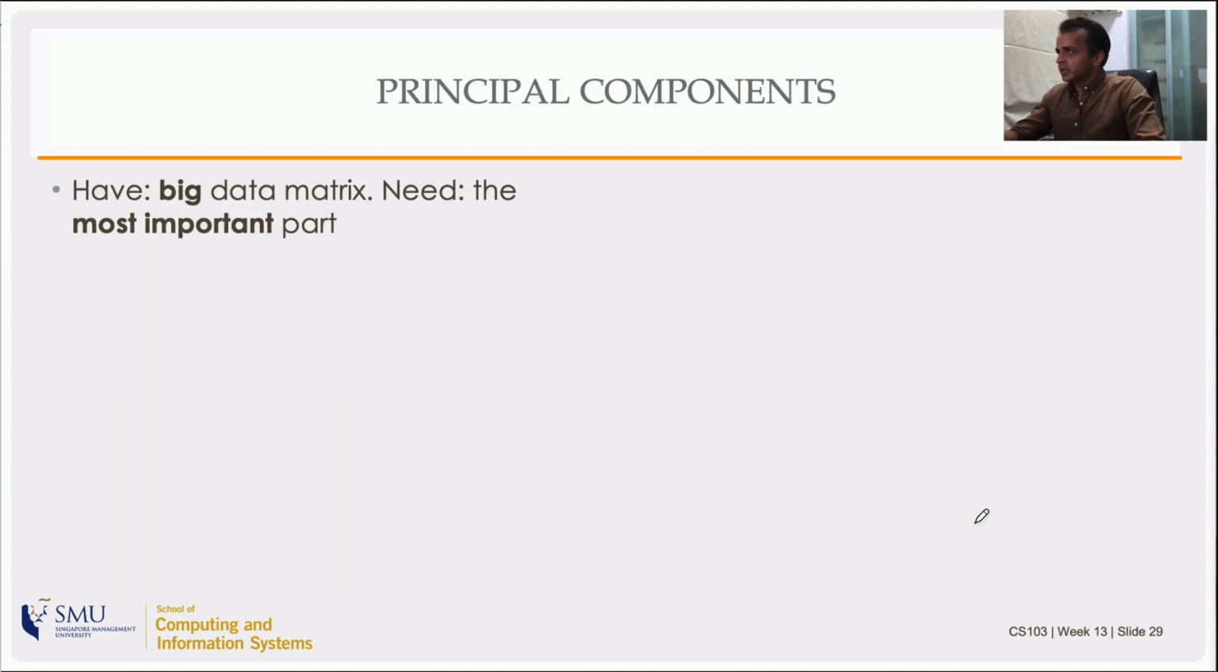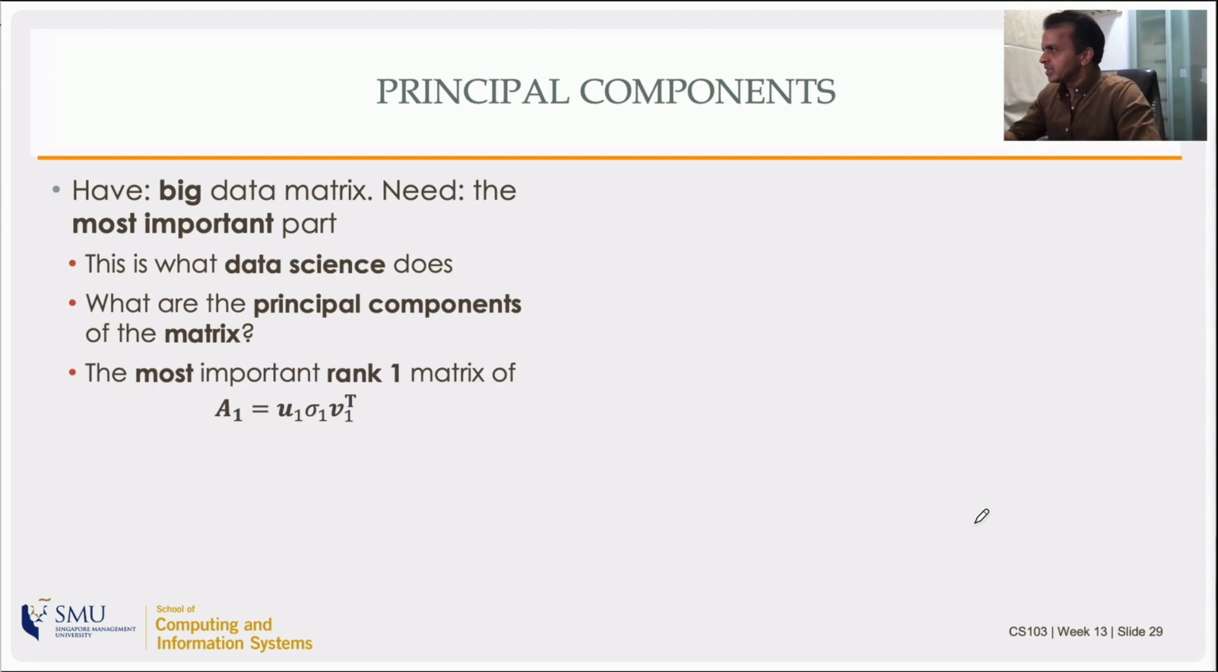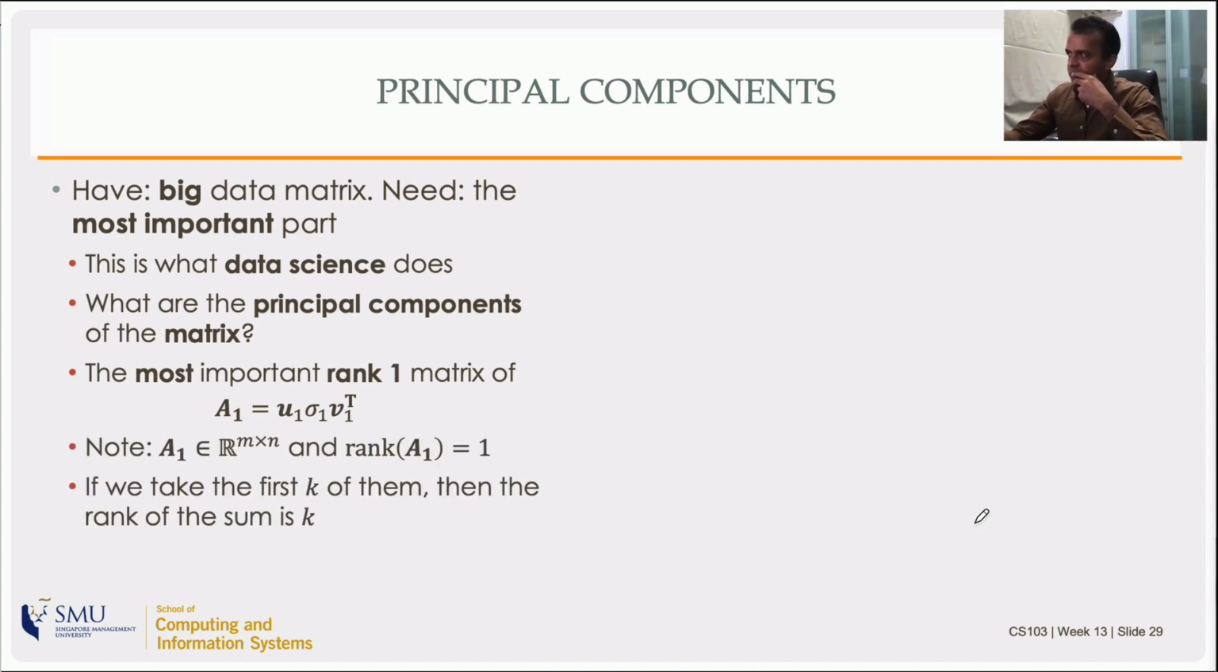So a couple more words about these principal components. You have a huge data matrix. You want the most important part. The most important is the principal part. So what are the principal components of the matrix? The most important principal component will be the rank 1 approximation of the matrix. That is, in our decomposition of A as the summation of a series of matrices based on SVD, it is the first one. And if you take the first k of them, that will give you a very good approximation of the data, and it might actually improve the signal to noise ratio because what you're ignoring might actually be more like noise rather than data.